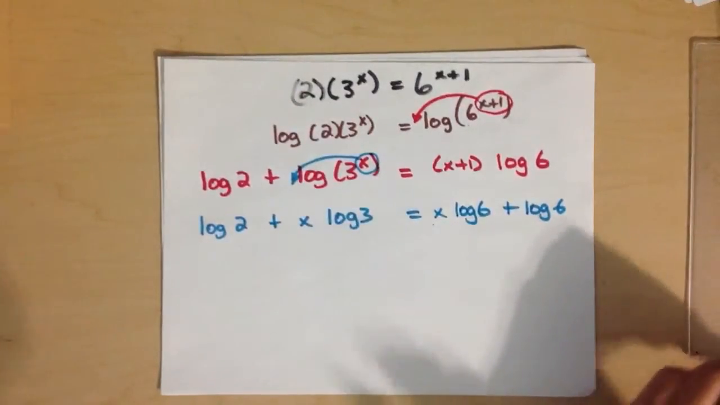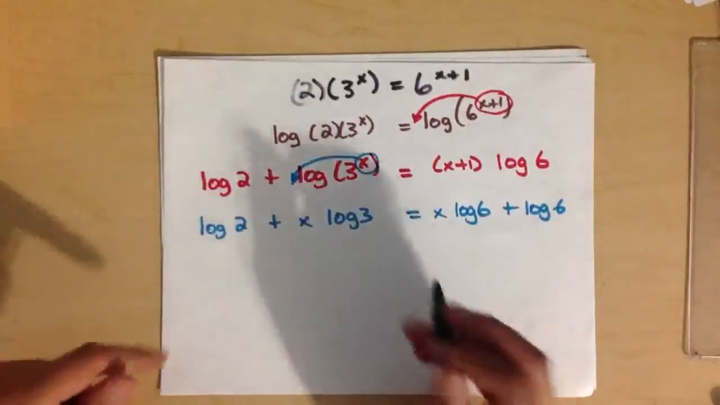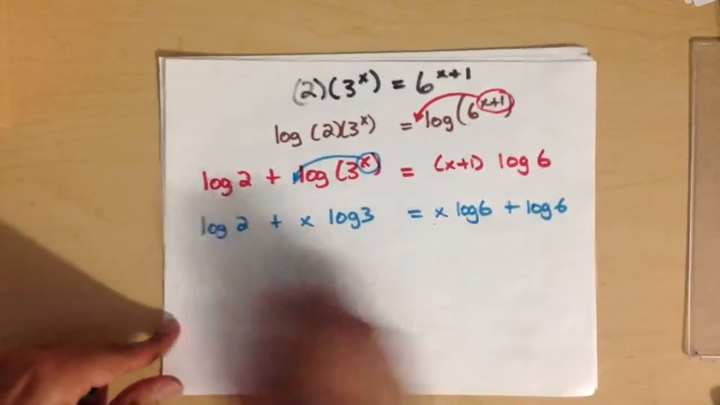So once we've done that, our next step should be to move the x's to the one side so that we can take a factor out of the x and simplify it. So let's put the x's all on the left-hand side and put the other ones on the other side.